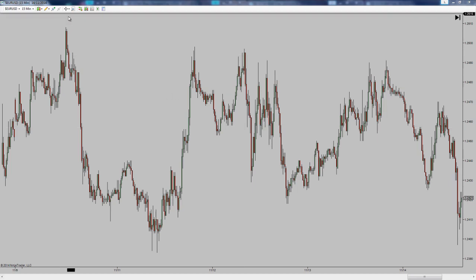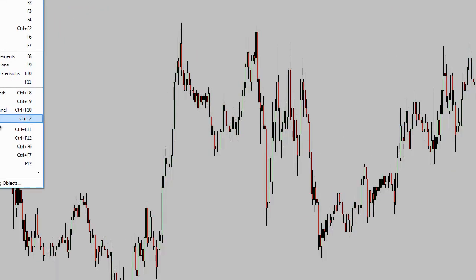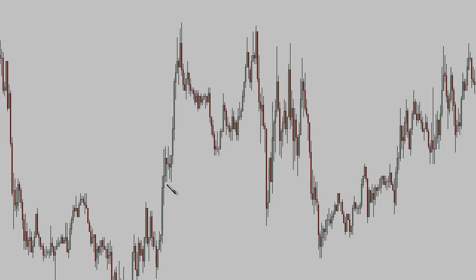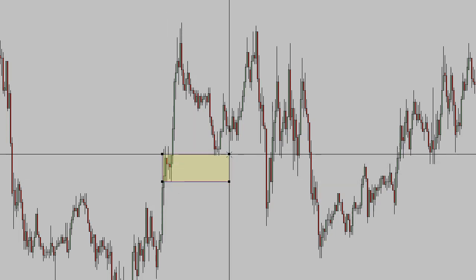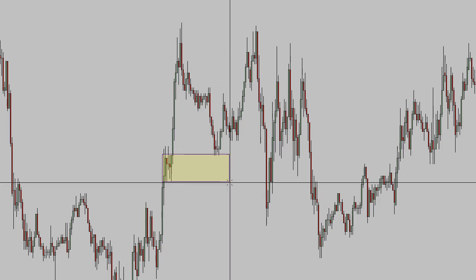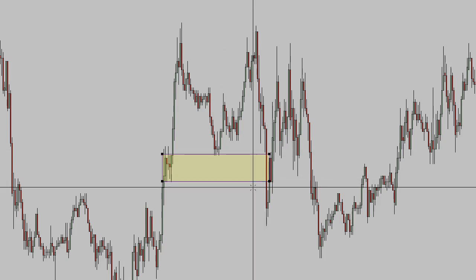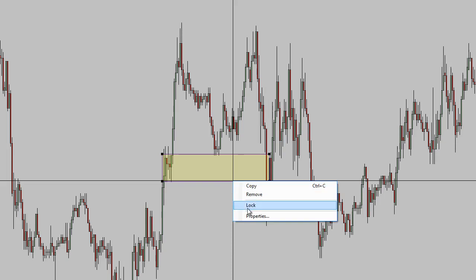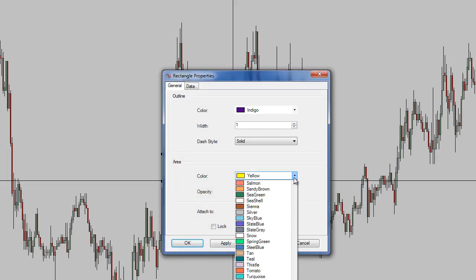So this is a Euro USD 15-minute chart. And we have a demand zone over here. Price bounced off demand and eventually engulfed that zone. So I tend to mark these zones as a different colour once they've been engulfed. So we'll mark that as blue.